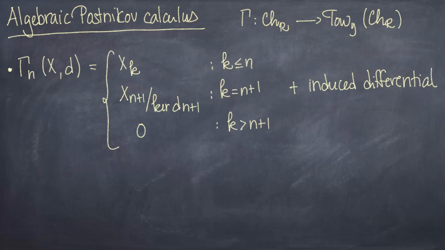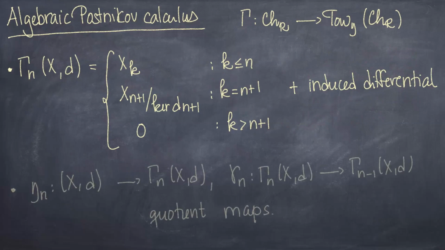So if I have a chain complex X_d, when I take gamma n of it, it's going to stay the same up through degree n. In degree n minus 1, I'm going to quotient X_{n+1} by the kernel of its boundary map, and have 0 above. Then there's an induced differential here. This is a quotient, in fact, of X_d, and gamma n minus 1 is a quotient of gamma n. So the maps in the tower, eta n, is just going to be the quotient map from X_d to gamma X_d. And gamma n is also going to be a quotient map. And so that gives me an entire co-augmented tower in this way.